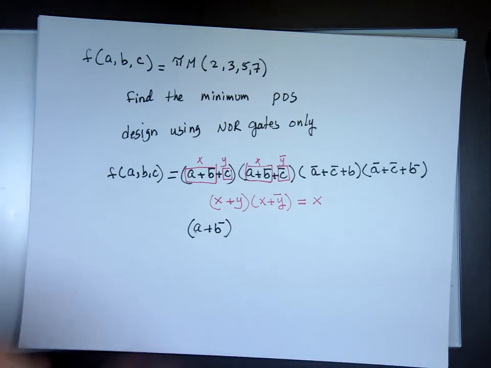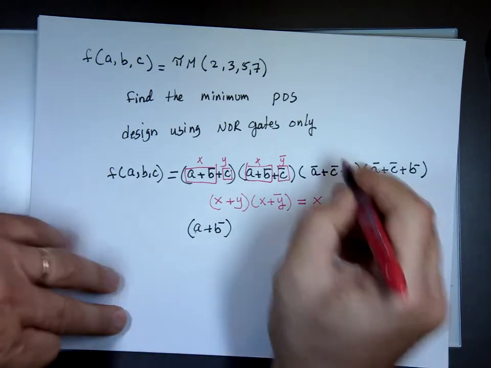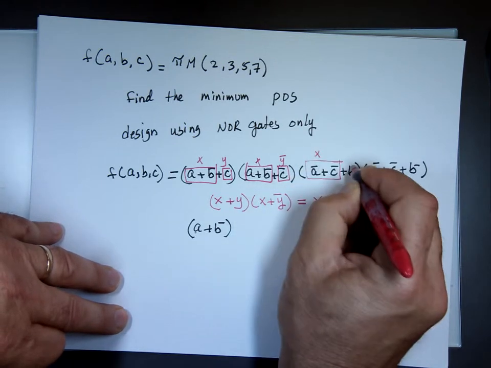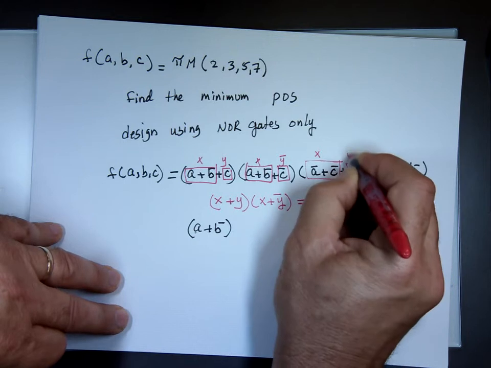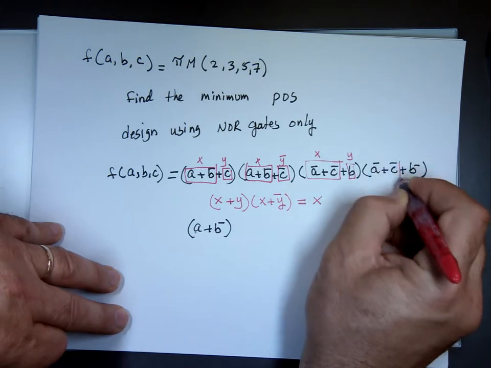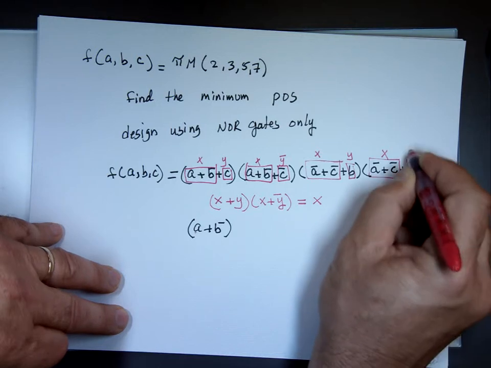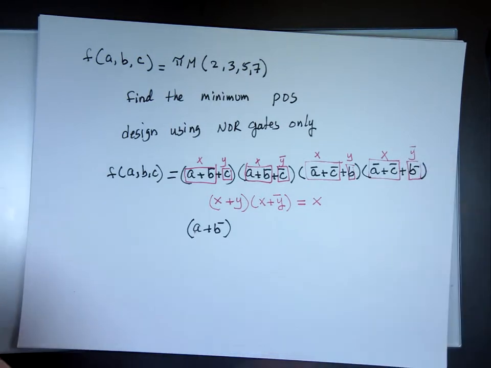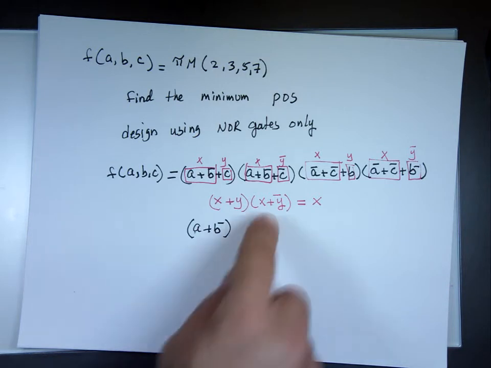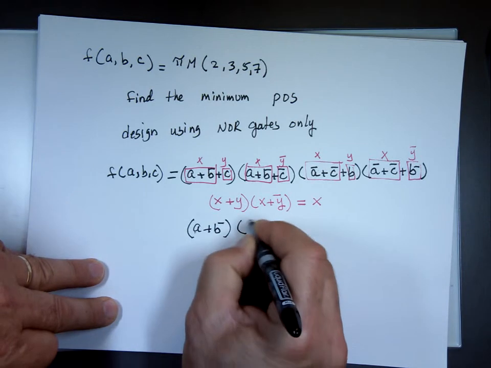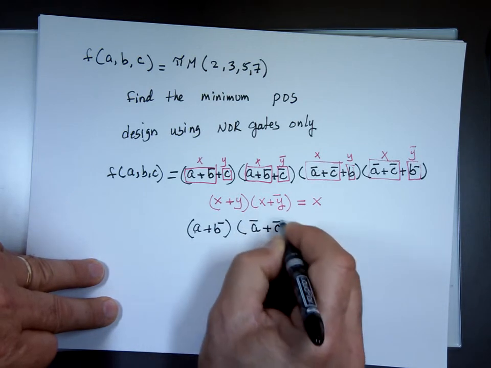Let's look at the other one. I reshuffled the other one for the same reason, because that's the same now. This is x. This is y. This is x. And this is y bar. And if I apply the same equation to that one, that's going to give me A bar plus C bar.